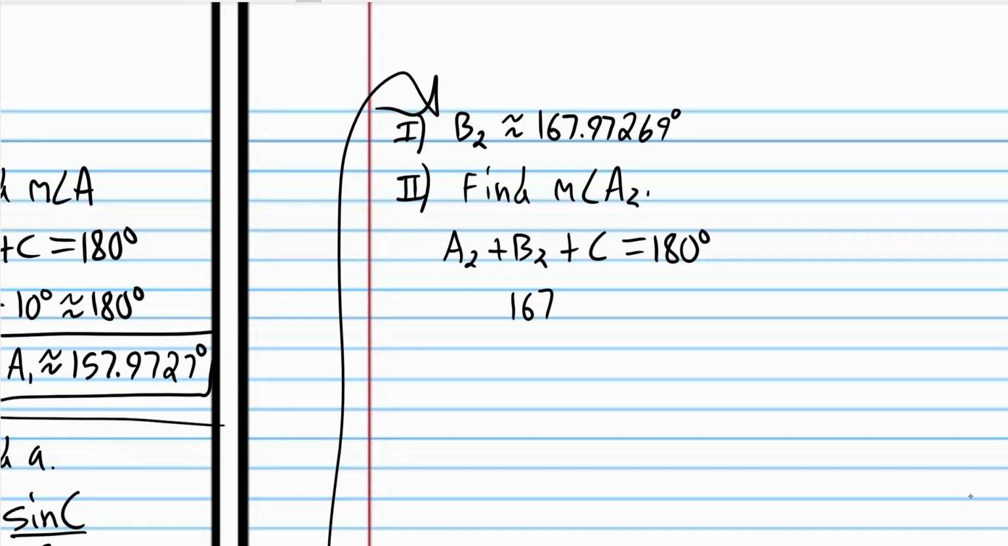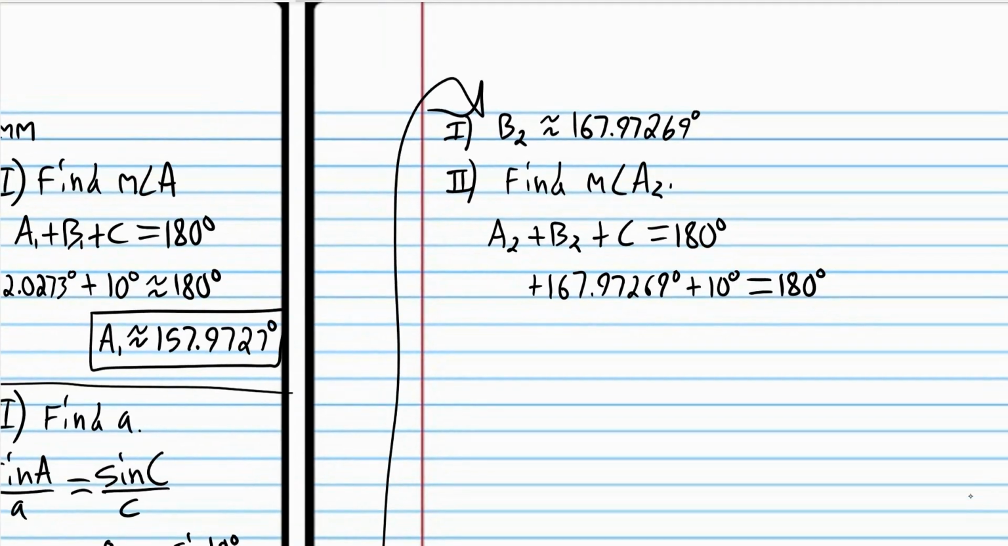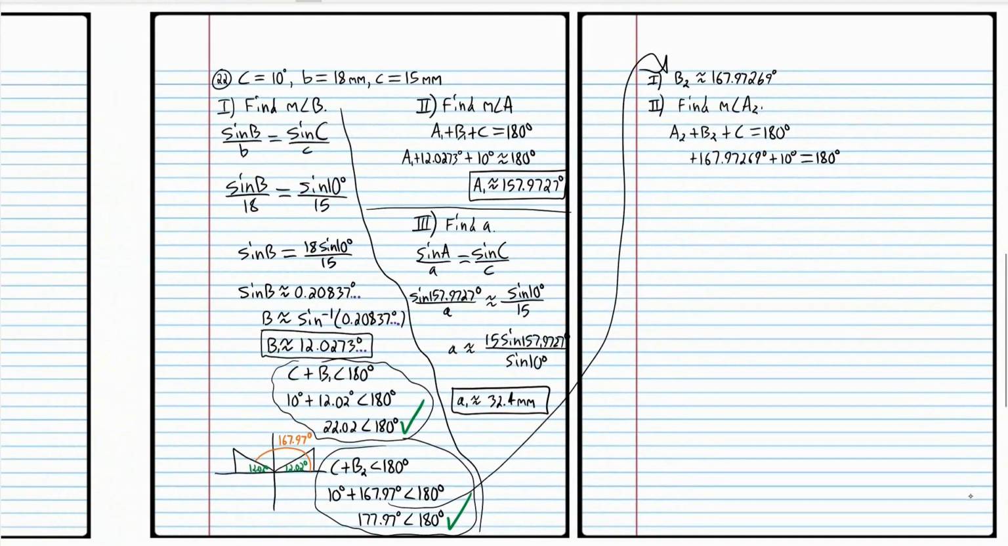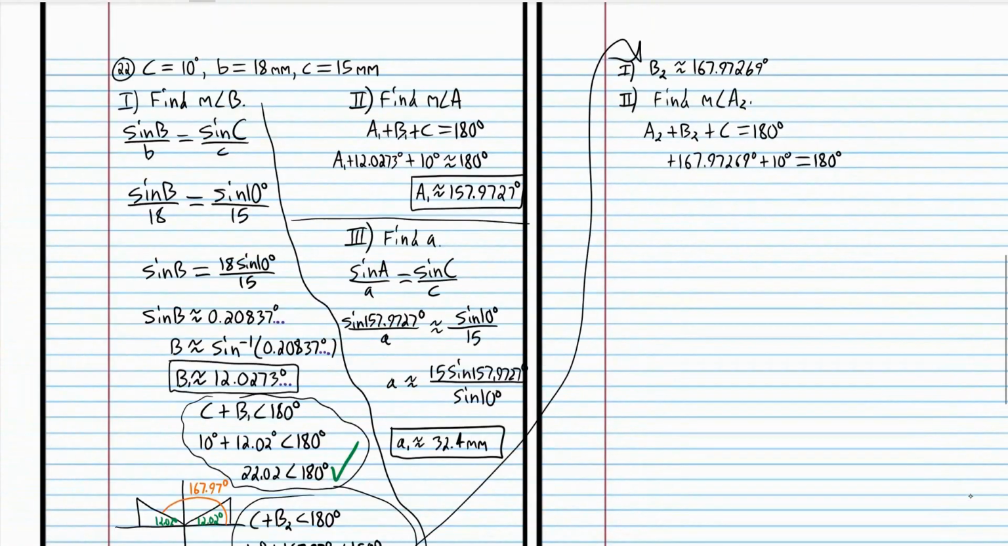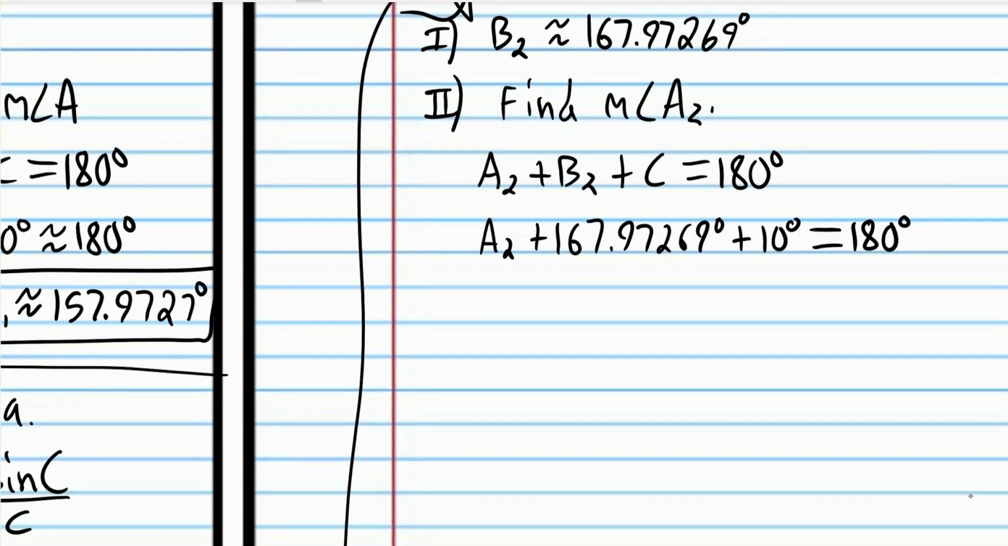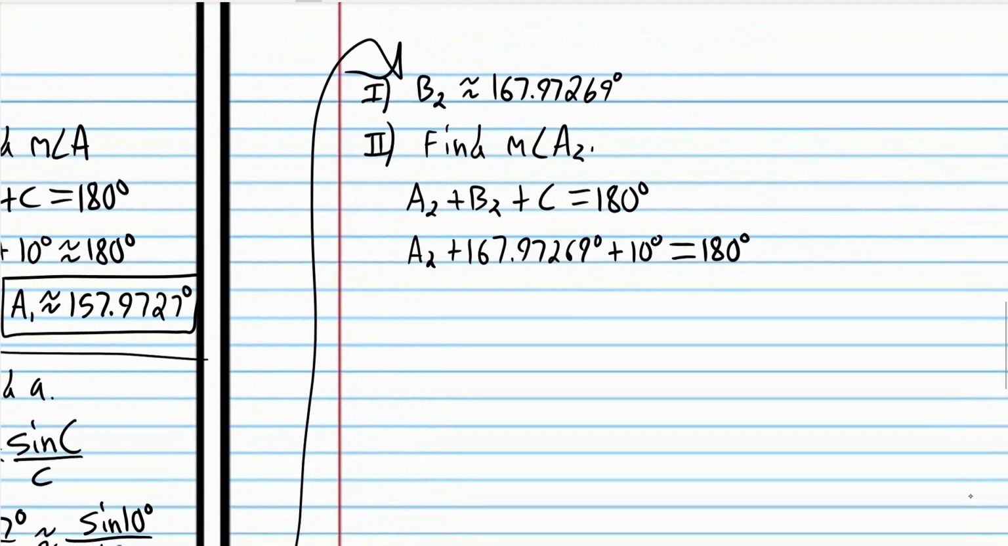We know B2 and C is always 10 degrees. That doesn't change. A2 is what we're looking for. So now we can just do the math.